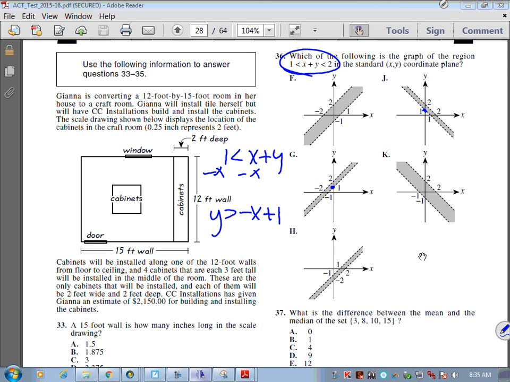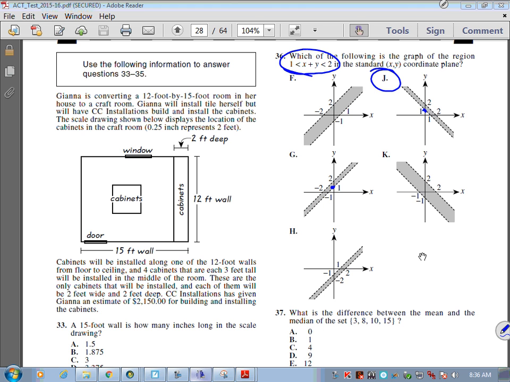The problem with G is that notice its slope is positive. Okay, J has a negative slope. I could stop right there and say it's got to be J. But we can take that a step further and notice that it says y is greater than, so I know it's shaded above that line. And then you could do the same thing with the other part, just so that we're familiar with it.